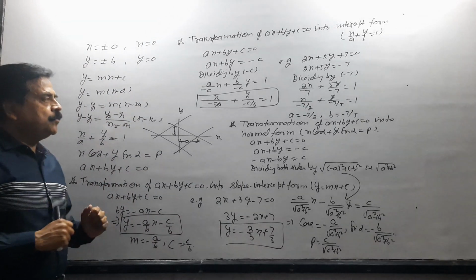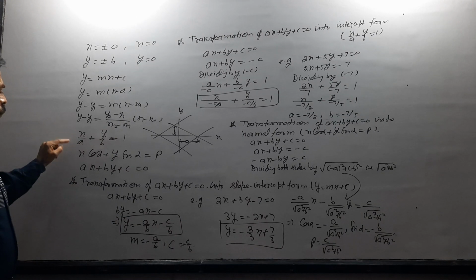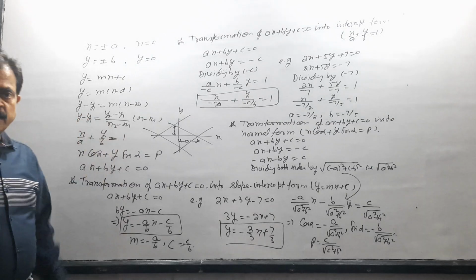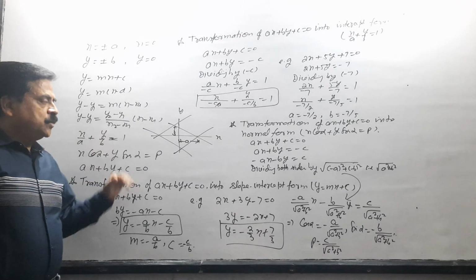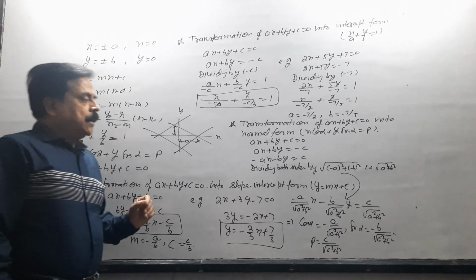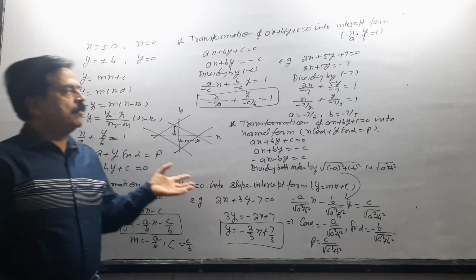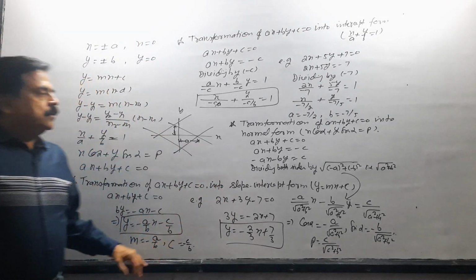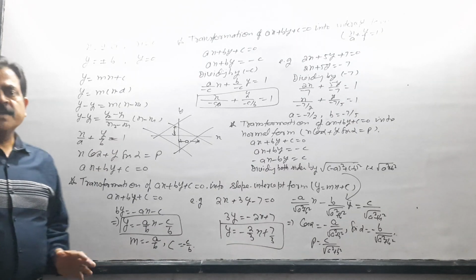In the last video we had not discussed x upon a plus y upon b equals to 1, the intercept form. So we discussed this line in this video, and this conversion of general form to some standard forms is completed. Thank you guys.